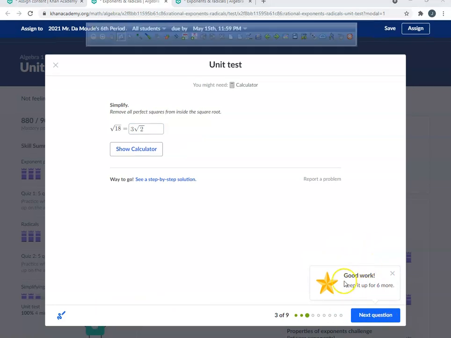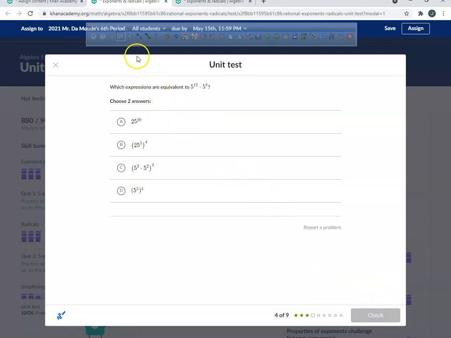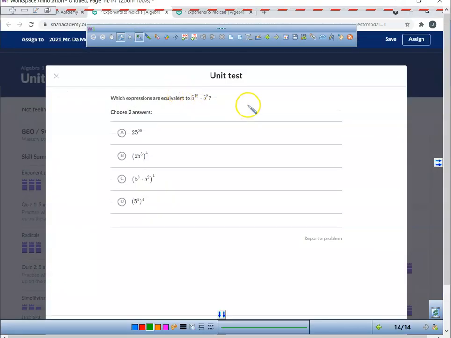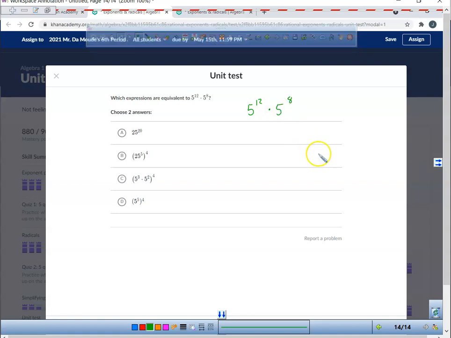All right, we're going to continue on this journey with the unit test. Ooh, let's take a look at this. It says, which expressions are equivalent to 5 to the power of 12 times 5 to the power of 8? Now, when you have exponents, this is called the product property. Just a quick little review. The product property allows you to take these exponents and add them together. So we're going to get 5 to the power of 20. So that's what we're looking for. Anything that's 5 to the power of 20. Ooh, I found one.